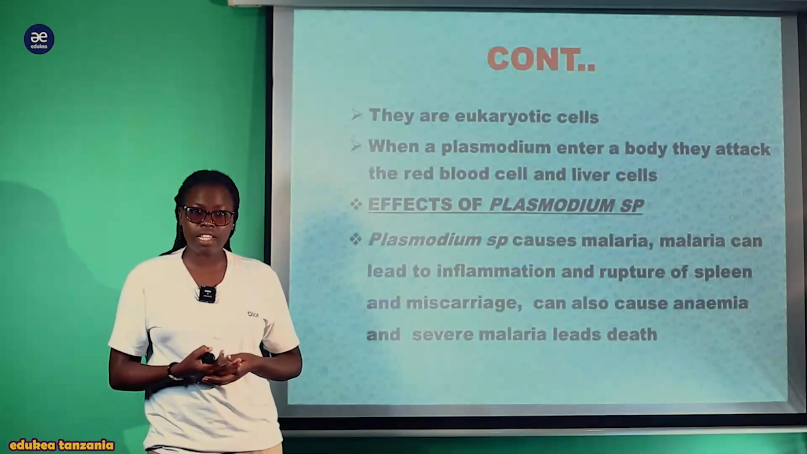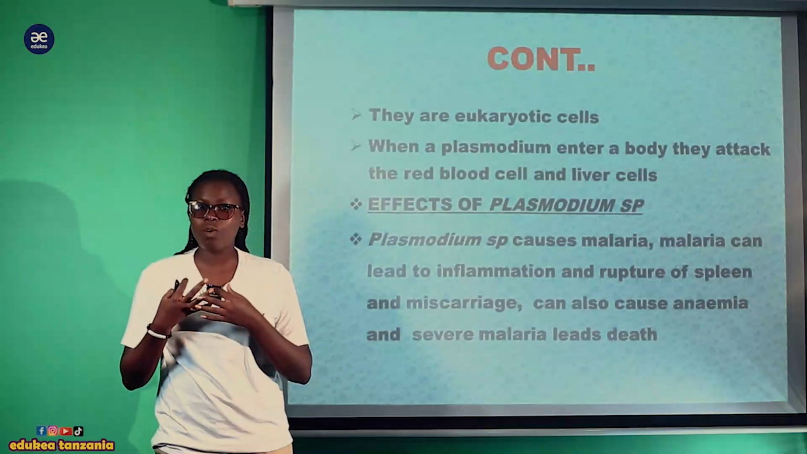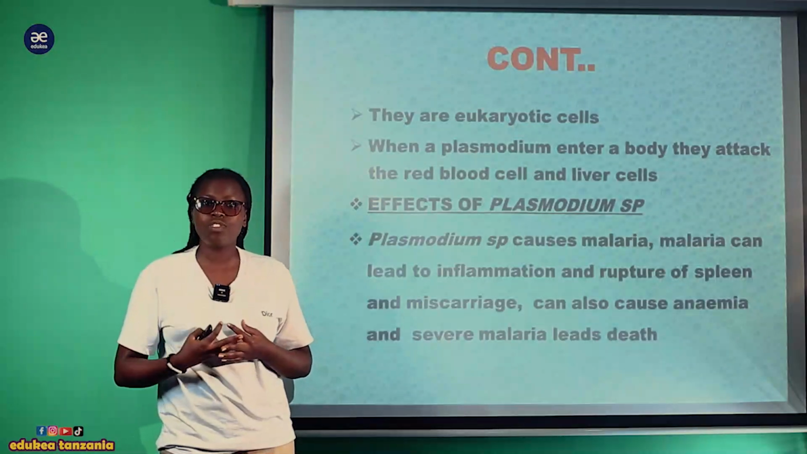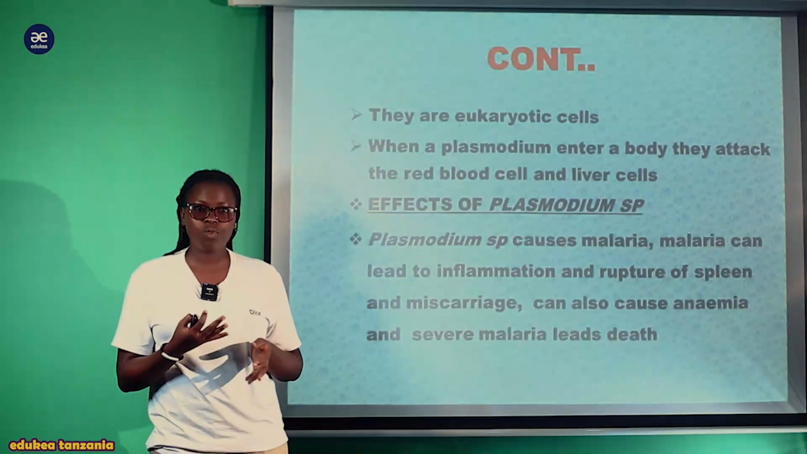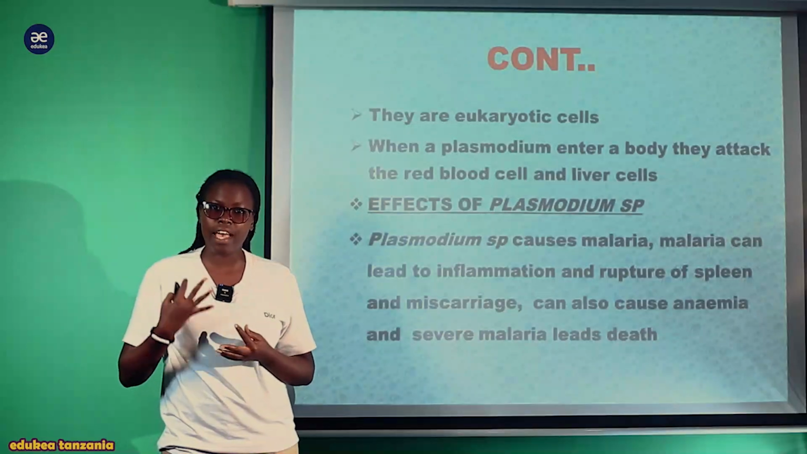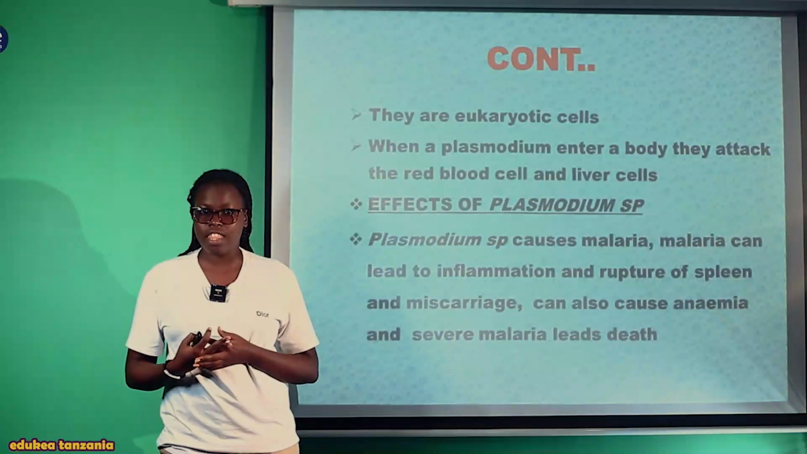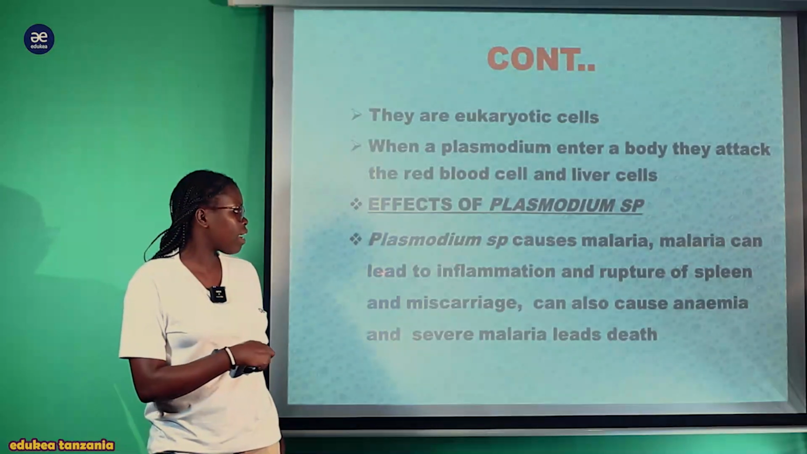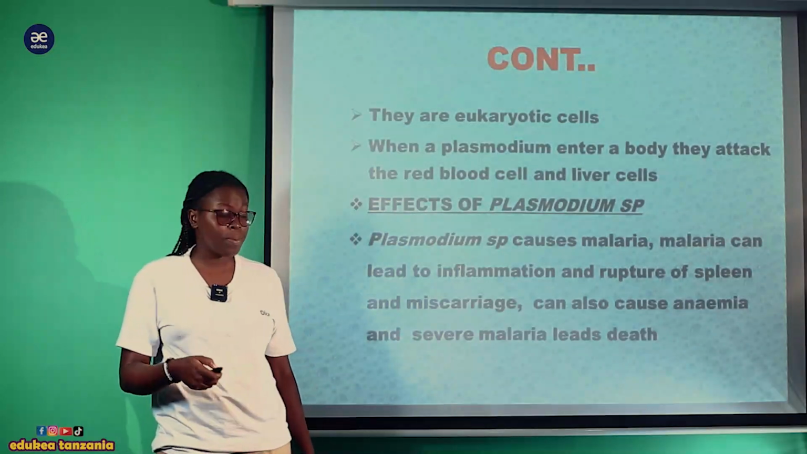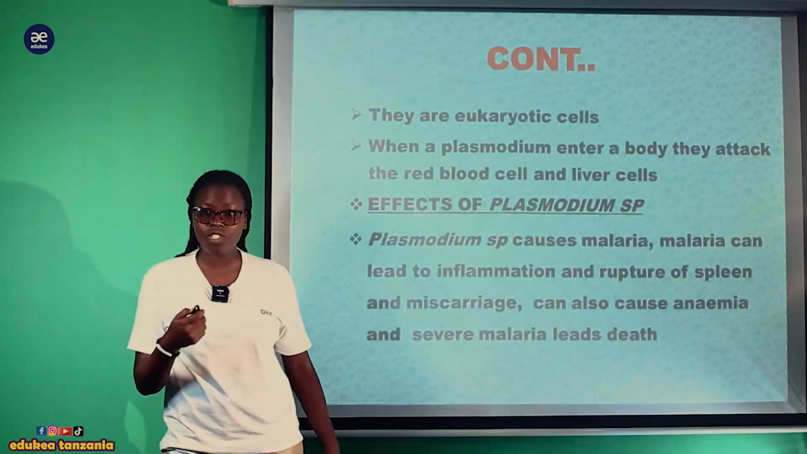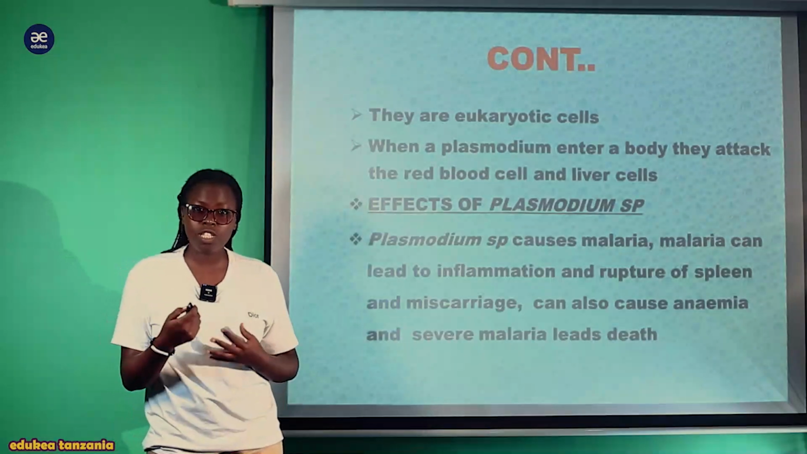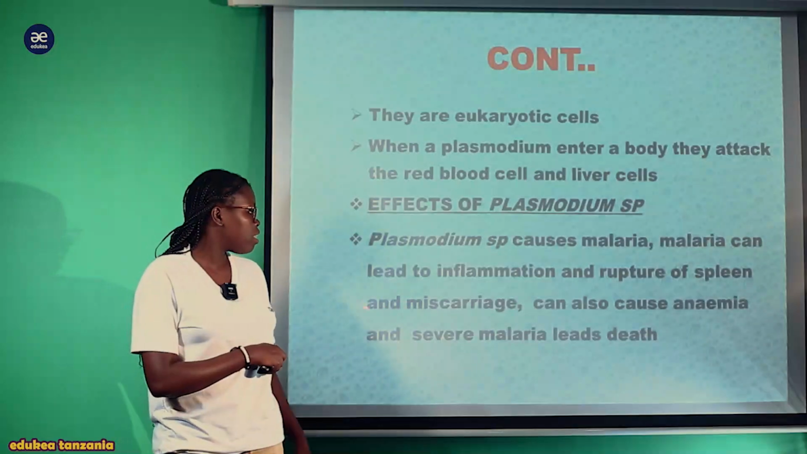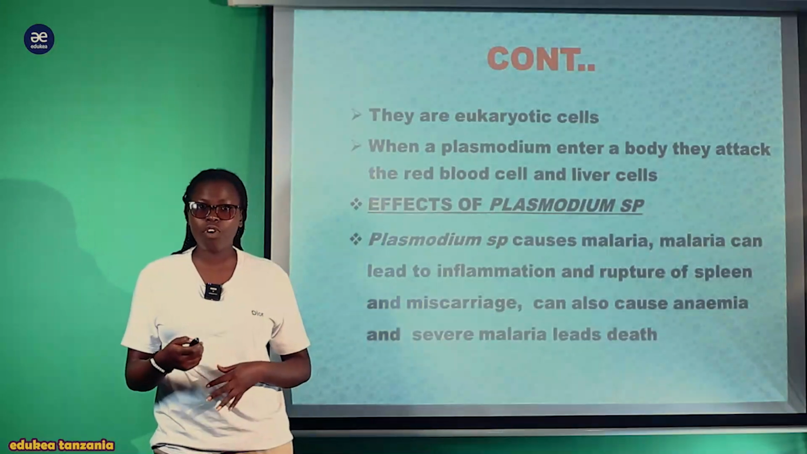It can cause bleeding. Why? Because when it invades the red blood cell, it results in rupturing, which results in excessive bleeding, leading to anemia, and which can result in death. Now, Plasmodium species causes malaria. Malaria can lead to inflammation and rupture of the spleen, which is responsible for the formation of white blood cells. Also, it may result in miscarriage for a pregnant mother.